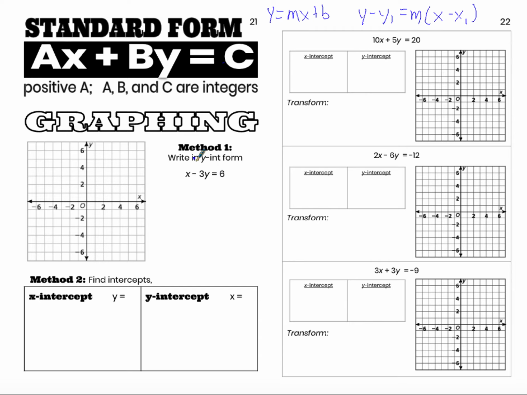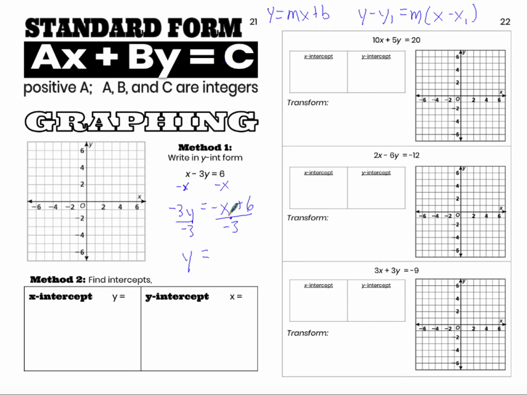You can transform standard form, here's an example of standard form, x minus 3y equals 6, into slope-intercept form. We're going to do that by subtracting the x term. It'll always be subtraction because the x term is always positive. So then I'll have negative 3y equals negative x plus 6. That's not quite in slope-intercept form yet. I need to divide the whole thing by negative 3.